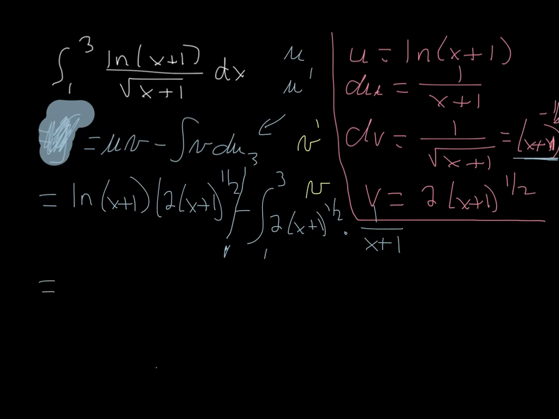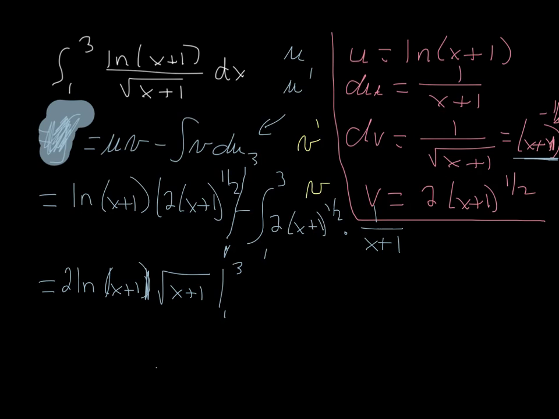So in the first case, there's not too much we can do there. We could rewrite the 2 in front and just go 2 times ln of x plus 1, and really that should be in absolute value brackets because you can't have the ln of a negative, and then that's times the root of x plus 1. And then we evaluate that over 1 to 3.